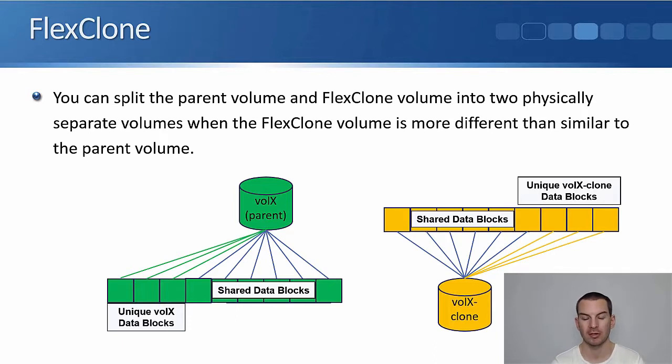So you can see the example we've got here. It's using the same example as before, where we had the vol.x parent and the vol.x clone. Over time, we find that the clone is more different than similar to the parent. So when we get to that state, it's a good idea to split them. When you do split them, it's going to take some time to do the split operation because the shared data blocks will at that time be copied to new blocks on disk.